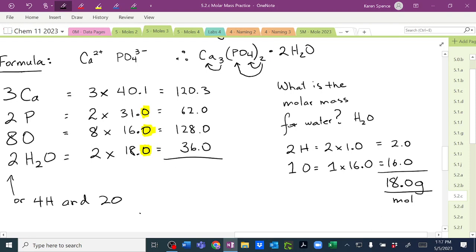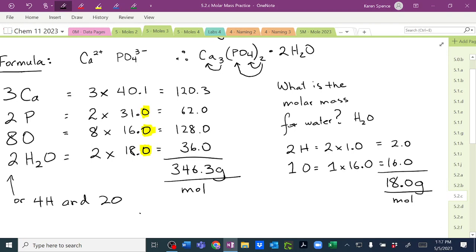120.3 plus 62 plus 128 plus 36 equals 346.3 grams per mole. Very good. So that's probably as gross as it's going to get for having to find a molar mass with a hydrate, right? And a bracket and all of that stuff. So don't forget, when you're counting up, you have to multiply what's on the outside of the brackets with what's on the inside of the brackets. Okay.